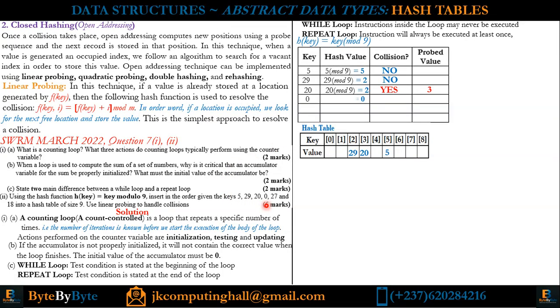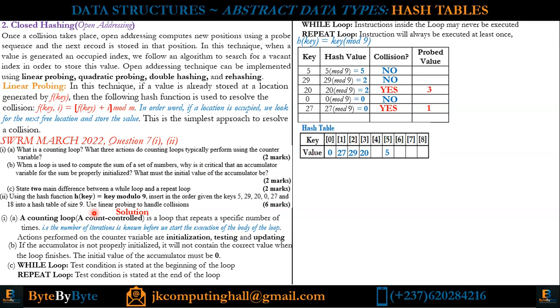The next number is 0, and 0 mod 9 is 0. 0 is free, so there is no collision, and we store 0. The next one is 27. 27 mod 9 is 0 because 27 divided by 9 is 3 remainder 0. But index 0 is already occupied, so yes, there is a collision. Linear probing: which next position is empty? Sorry, it is position 1. So that will be my probe value. So 27 will be stored at 1.